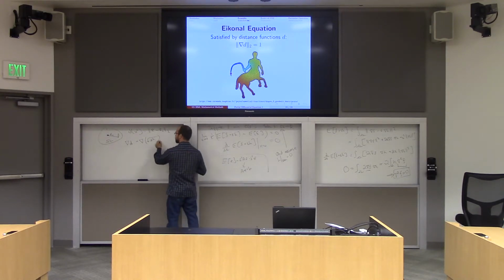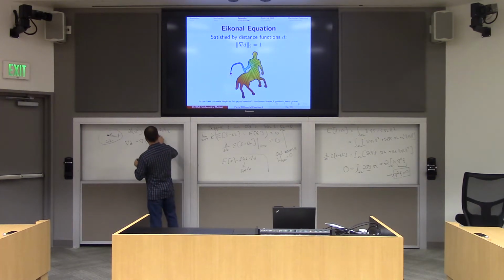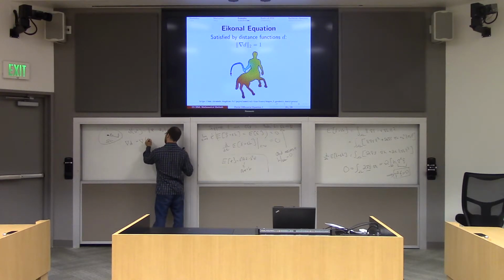Well, okay. So now we can chain rule our way out of this. Let's write the square root in a slightly different way. This is d squared of x to the 1/2.